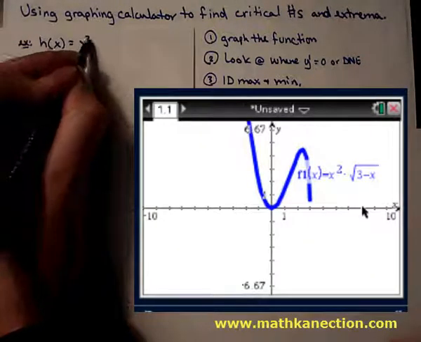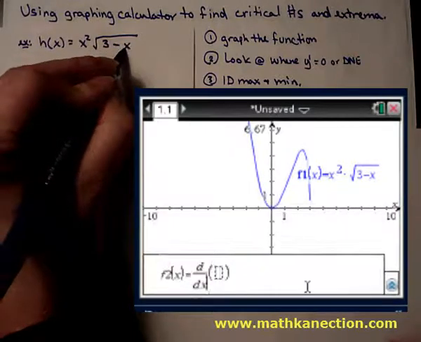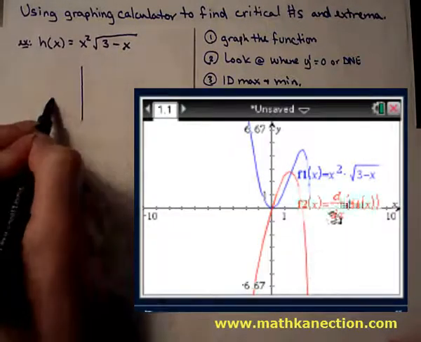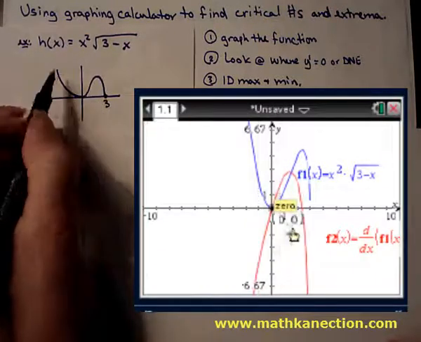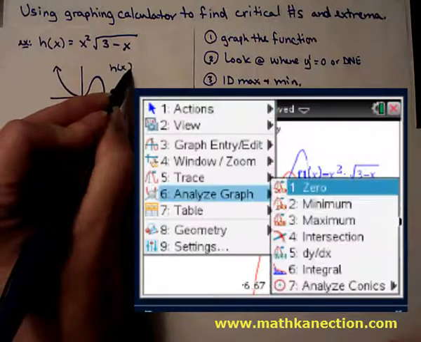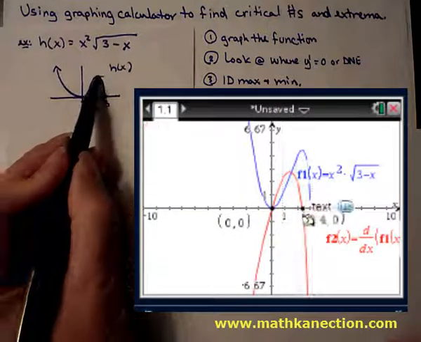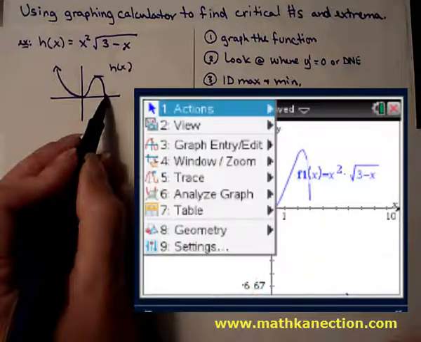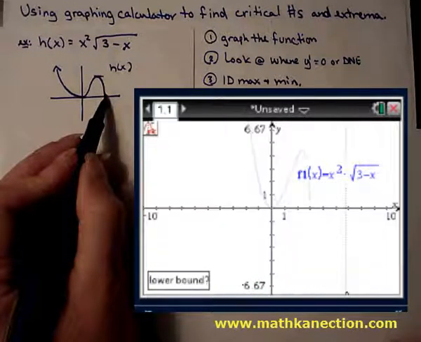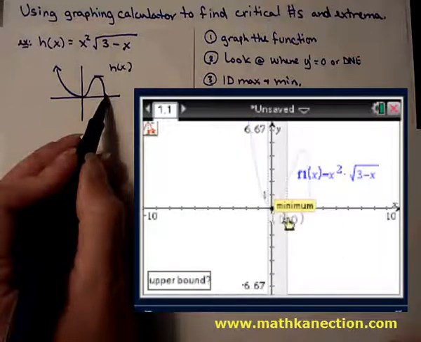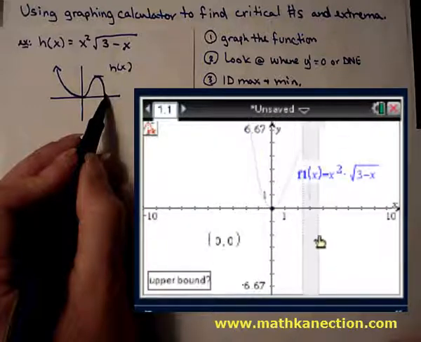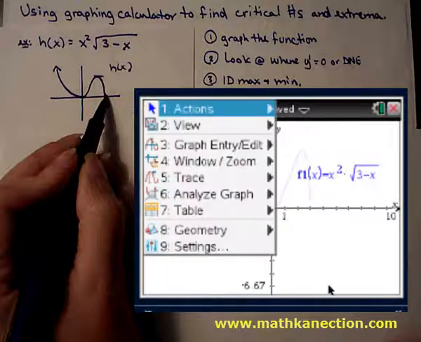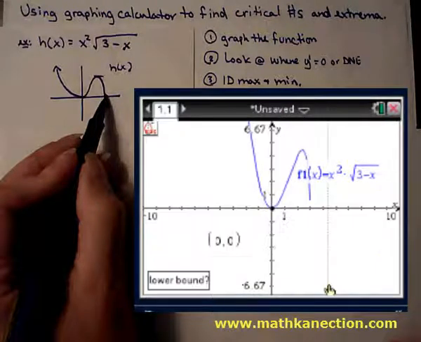For our next function, we're going to graph x squared times the square root of 3 minus x. And again, also graphing the derivative. Identifying the critical numbers at x is equal to 0 and x is equal to 2.4, as well as at x is equal to 3, the derivative does not exist. From using the calculator, we find out that there's an absolute minimum at 0, 0, and an absolute max at 2.4, 4.46.